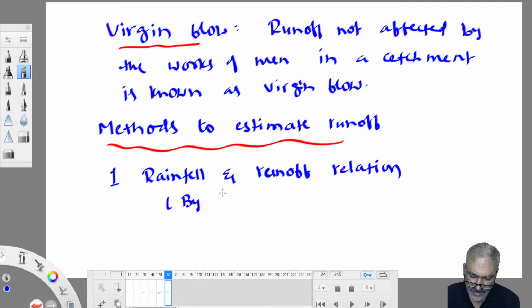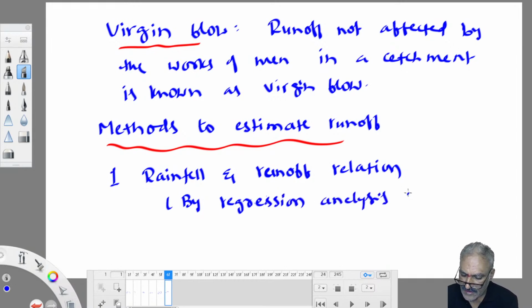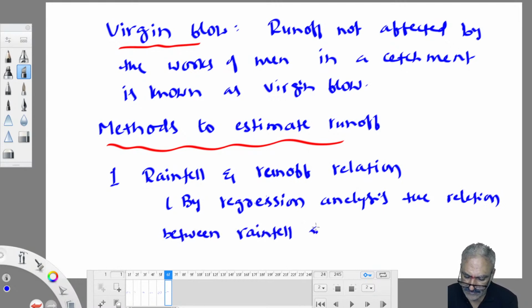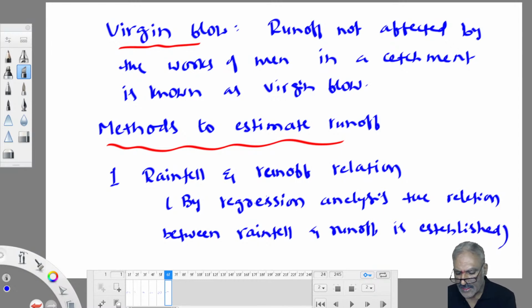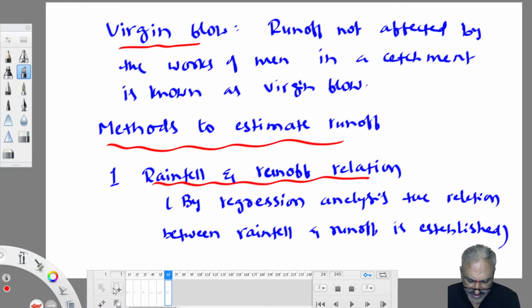By regression analysis, regression curve fitting we studied in mathematics. So by using regression analysis, the relation between rainfall and runoff is established. For this, what do you require? Data is required. If rainfall data and runoff data are available, using that data by regressing the data, you can establish the relation.